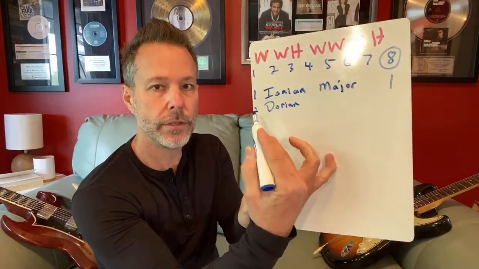If we play that scale from 1 to 1, it's the Ionian mode, or the major scale. If we play it from 2 to 2, it's the Dorian mode. I'll show you this in a minute. If we play it from 3 to 3, it becomes the Phrygian mode. If we play it from 4 to 4, it's Lydian. If we play it from 5 to 5, it's the Mixolydian.